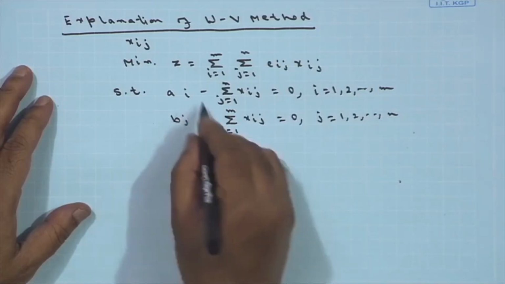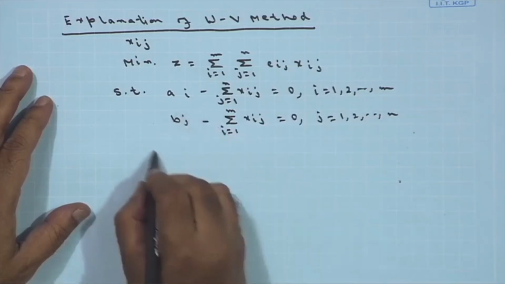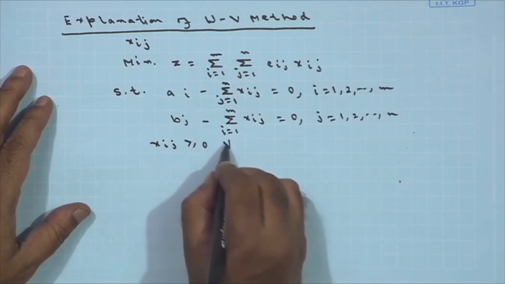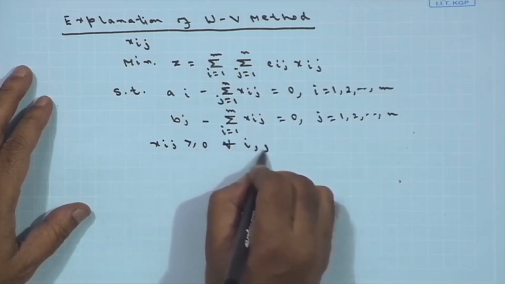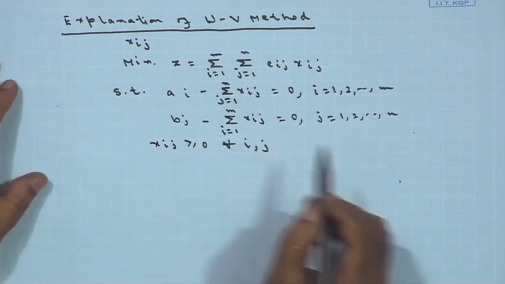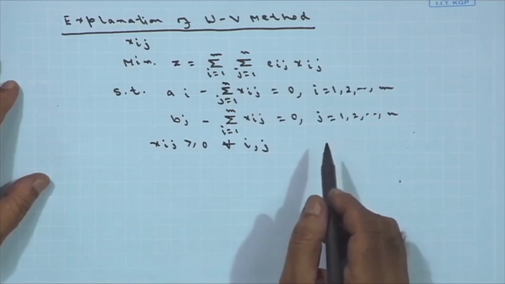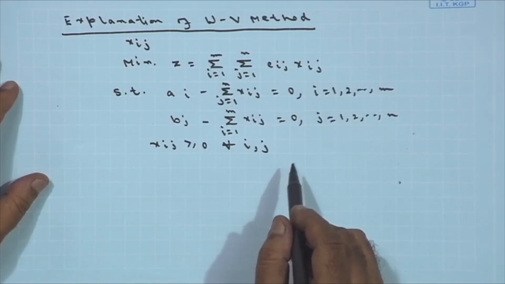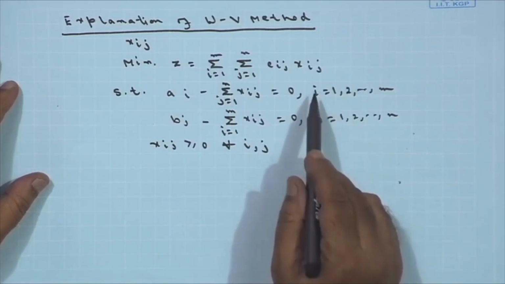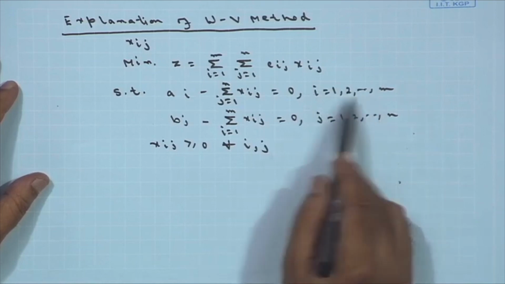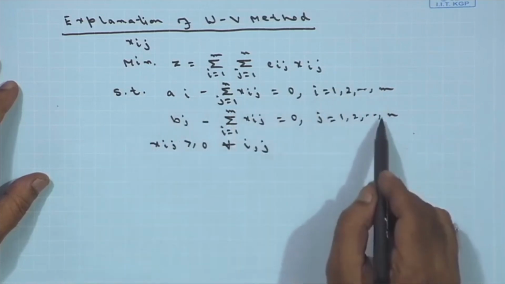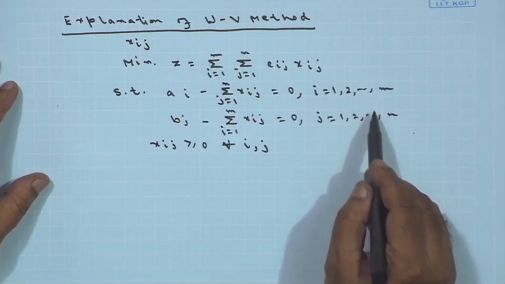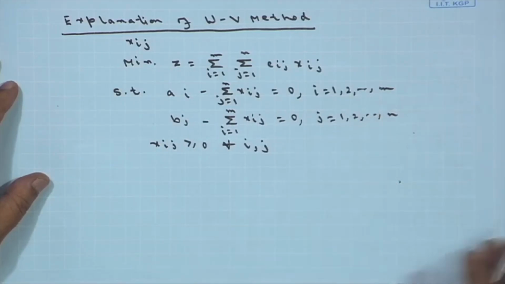We have already discussed the requirements. So, your x_ij should be greater than or equal to 0 for all i, j. Now, here you have a transportation problem of order m cross n. That means you have m times n variables and m plus n equations. So, a total of m plus n equations would be there in the LPP.